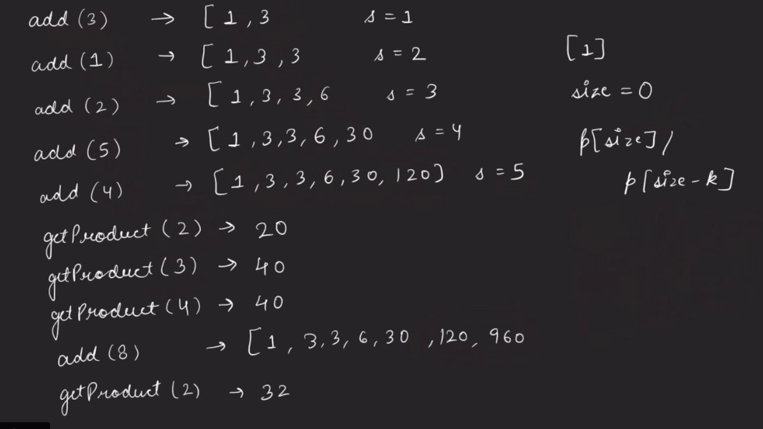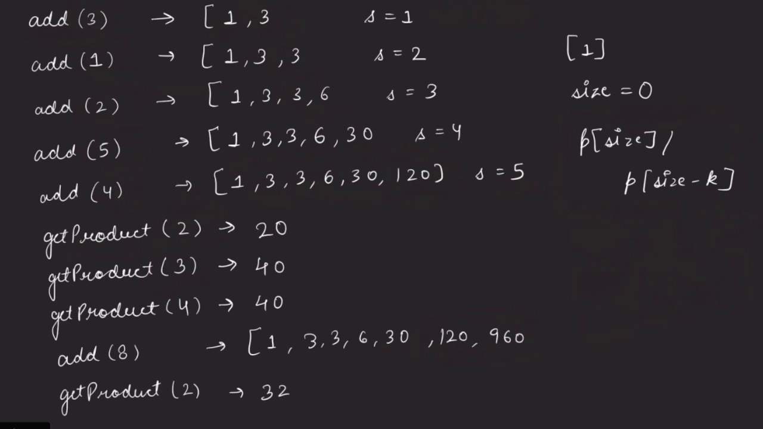Now if you see in the add function, we are doing the multiplication of this element with the last element in the vector, and then we are appending it, right? So this is taking constant time. And in the get product function, what are we simply doing? We are applying this particular formula, which is also constant. So now both of our functions have become constant, right? But we don't end here.